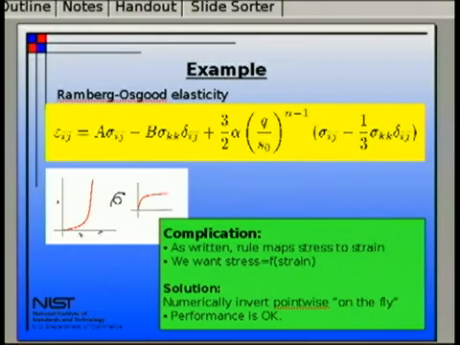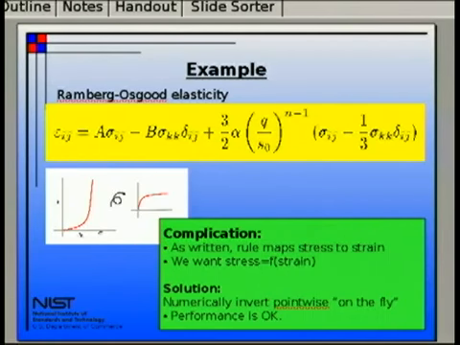So this is a reprise of the constitutive rule illustrating one of the complications, which is that it's implicit. In the OOF scheme, what we want is constitutive rules that give stress as a function of the strain, or stress as a function of linear combinations of derivatives of the displacement. And this particular rule doesn't do that, it goes the other way. But that turns out not to be a problem for us.